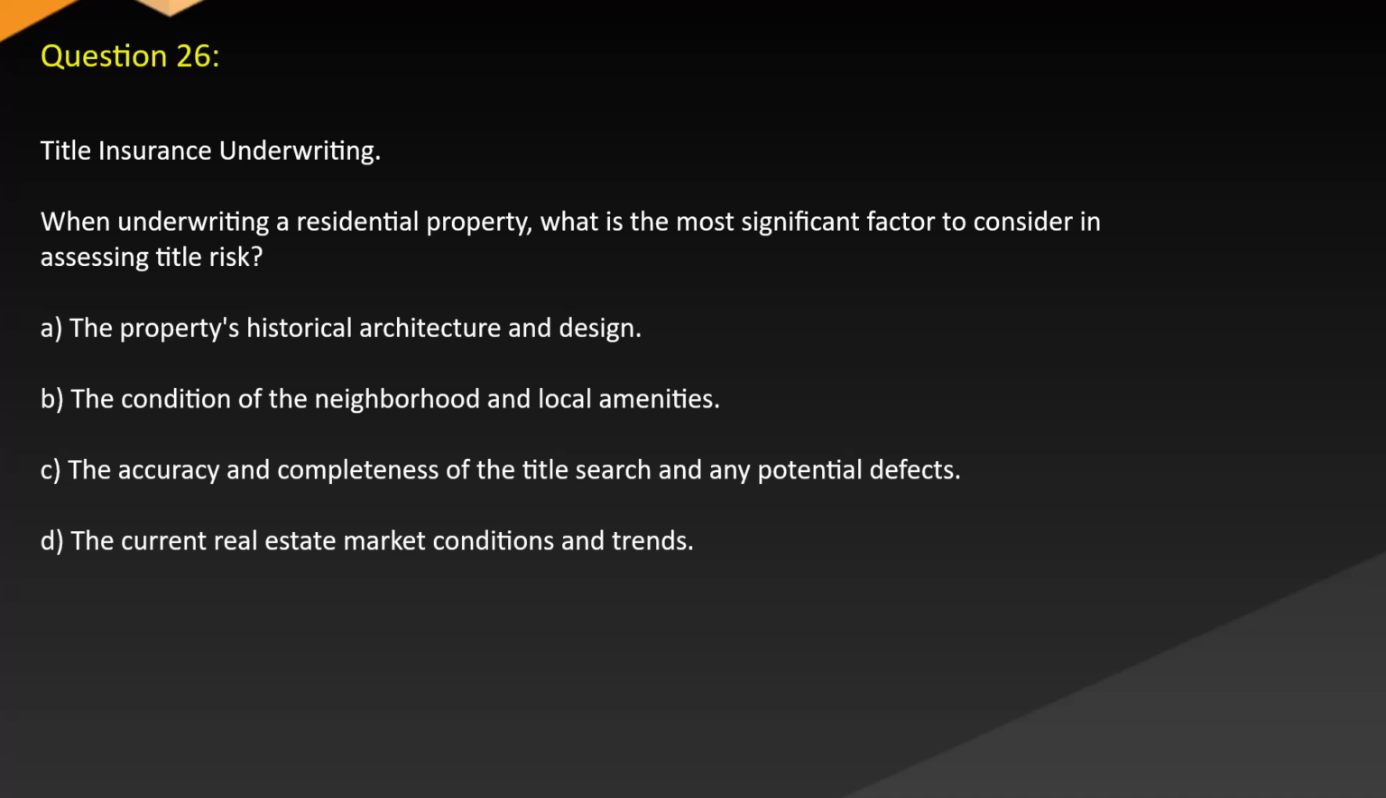Question 26. Title insurance underwriting. When underwriting a residential property, what is the most significant factor to consider in assessing title risk? A. The property's historical architecture and design. B. The condition of the neighborhood and local amenities. C. The accuracy and completeness of the title search and any potential defects. D. The current real estate market conditions and trends.